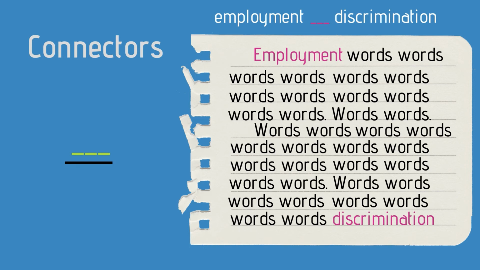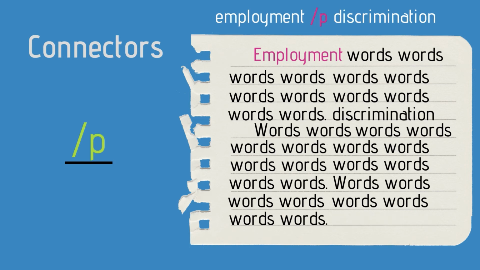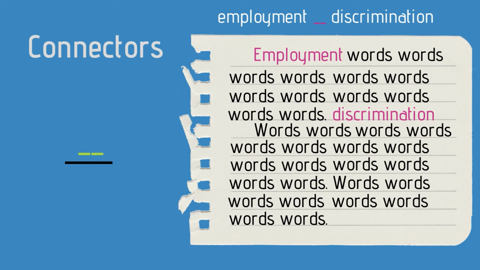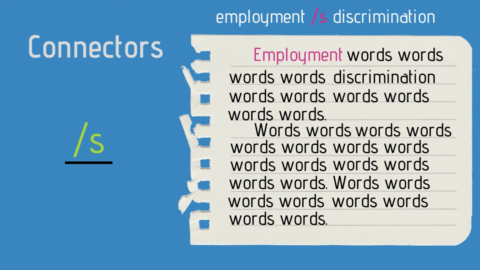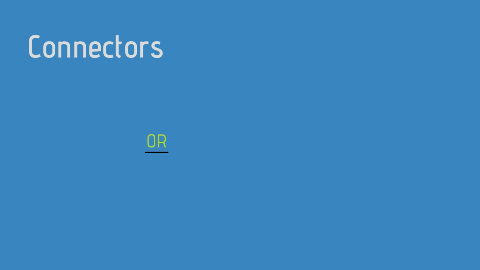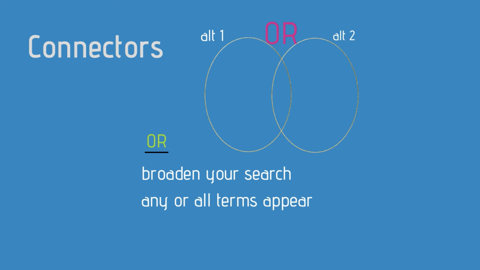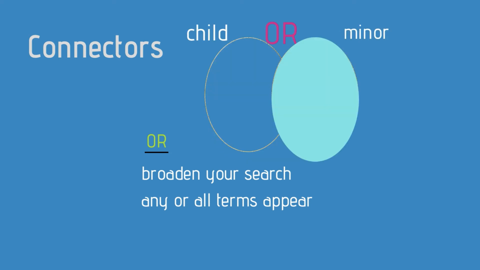So, if you're getting too many results, you might want to play around with that connection and narrow it even further, like by changing it to within the same paragraph. Now you're telling the database you want those words even more closely related. Or maybe you want only those documents that contain both words within the same sentence. That narrows your results even further. Moving on to or. This connector will broaden your search by telling the database you would take either or all of these words. This is a good one to use when you have alternatives within your concept, like minor or child or infant. You would take any of those because they essentially mean the same thing.